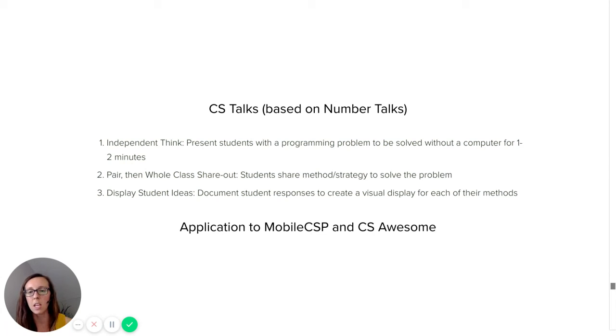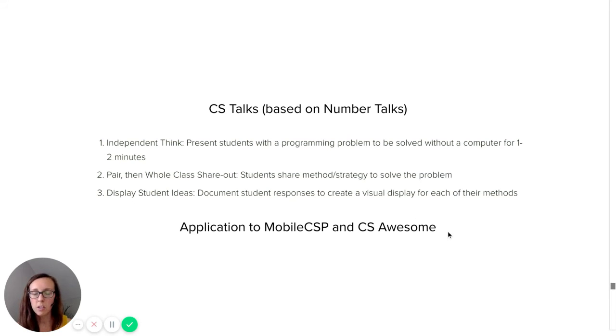So maybe there's an independent think where students get a programming problem that they could solve with a computer. They just have to think about it first for 1 to 2 minutes. They pair up, and then they do a pair share, and then a whole class share out where they can share the method or the strategy that they would use to solve the problem. And then again, let's capture those ideas, and then let's display them in a way that we could reference again and again for future use.